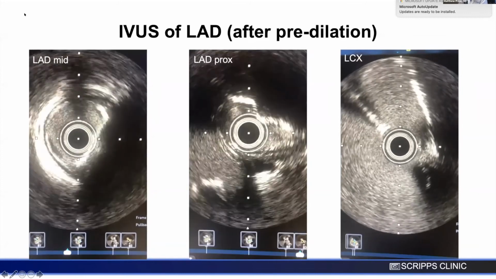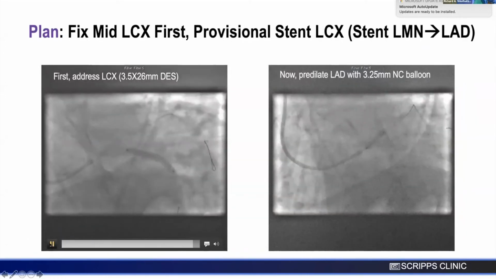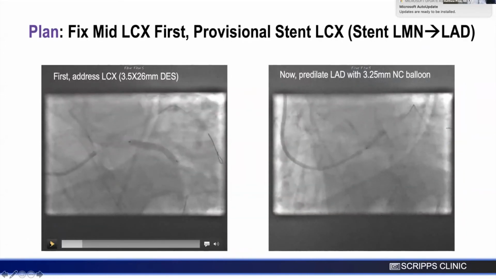This is the Bifurcation Club. We can talk about our plans here. So let's see. All right. Which IVUS is this, by the way, Matt? That's the Boston Scientific IVUS, rotational IVUS, 60 megahertz. That's the new 60 megahertz Boston.